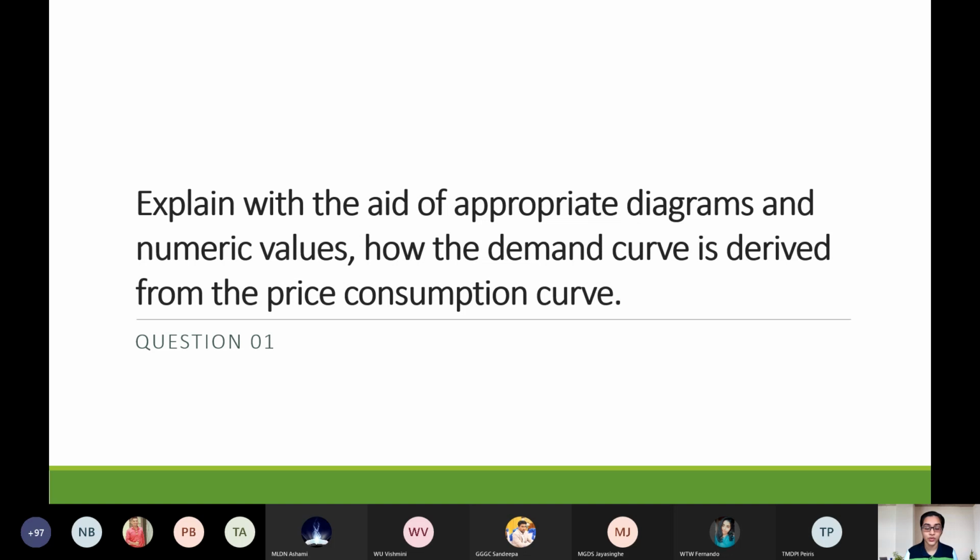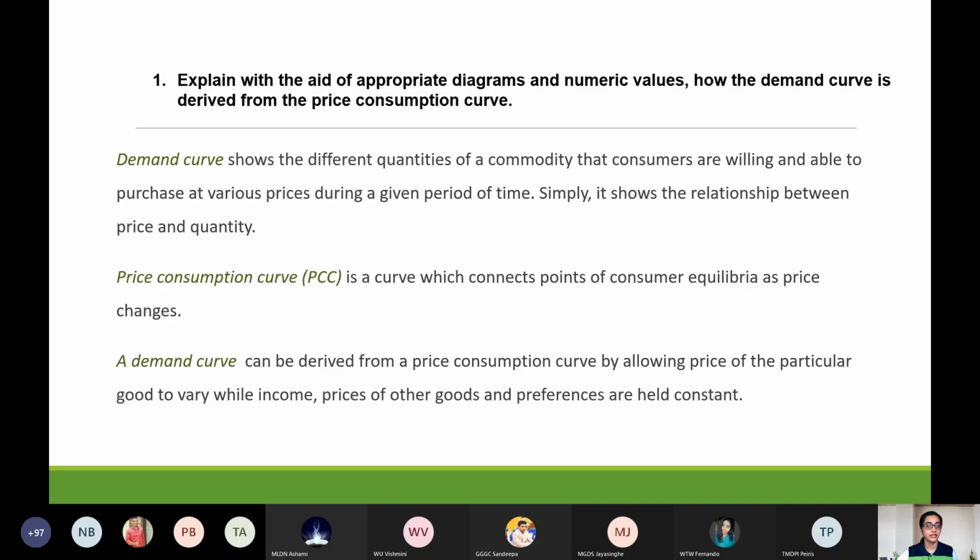How are we going to do that? I'm going to explain it now. So listen very carefully. First, we are talking about what a demand curve is. Here it says the demand curve shows the different quantities of a commodity that consumers are willing and able to purchase at various prices in a given period of time.